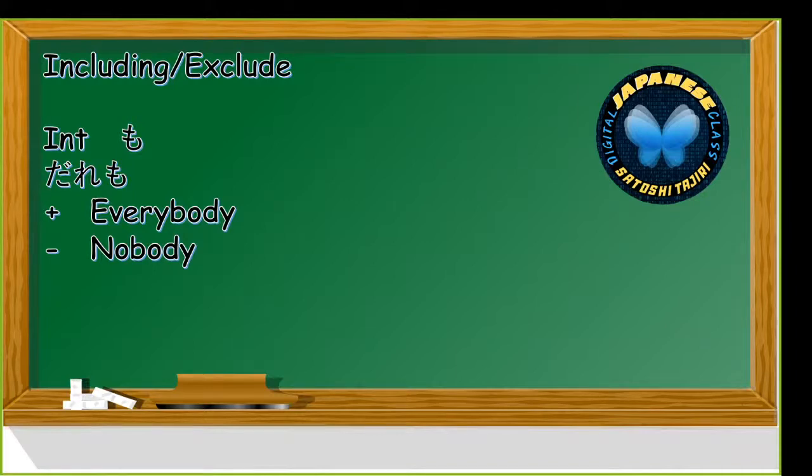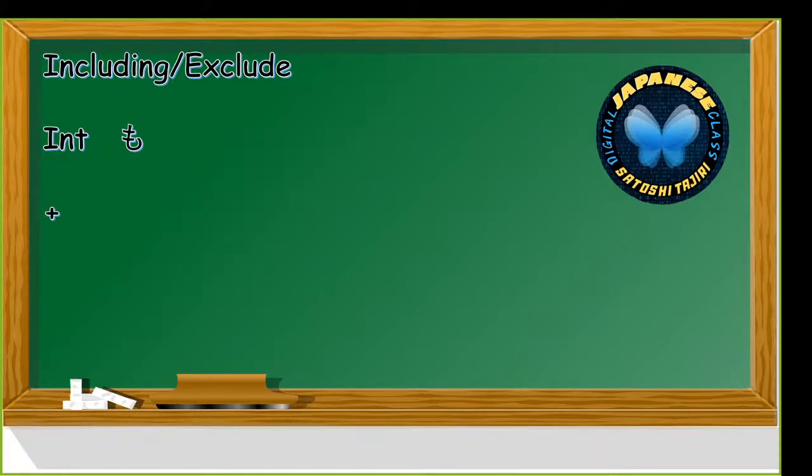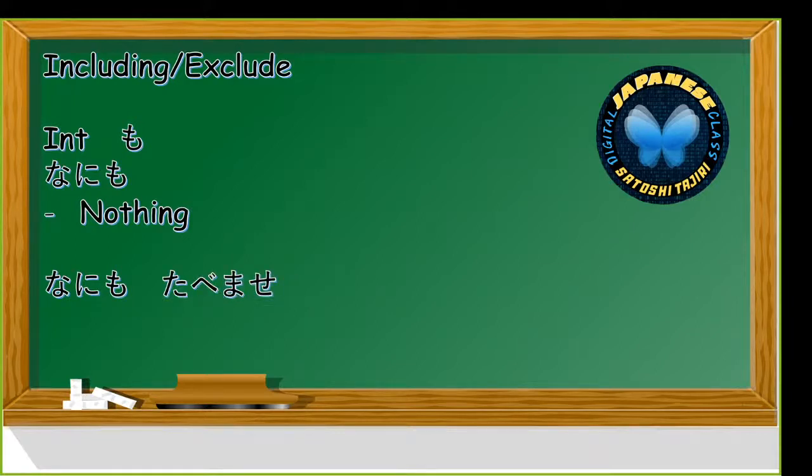Okay. Then next we have our nani. It means what, but once we add mo, nani mo becomes negative only. So we have the negative meaning nothing. Like saying nani mo tabemasen. Nani mo tabemasen. Okay, I will not eat anything.